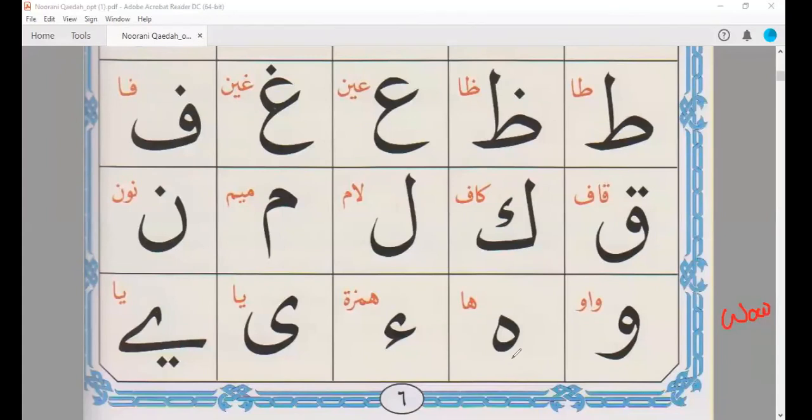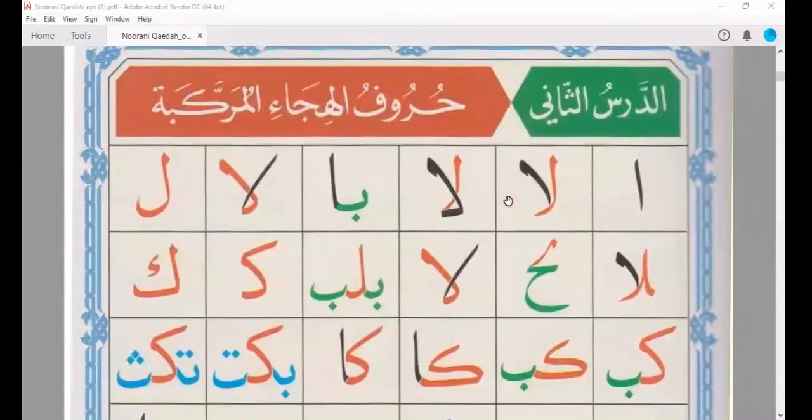Hamza. This is the name of the letter, but not the sound. The sound is a, i, u. The closing of the throat, closing of the vocal cords creates the hamza sound. So this is the name of the letter, but not the sound. Hamza, ya, ya.